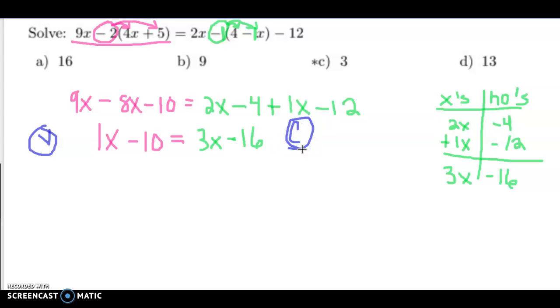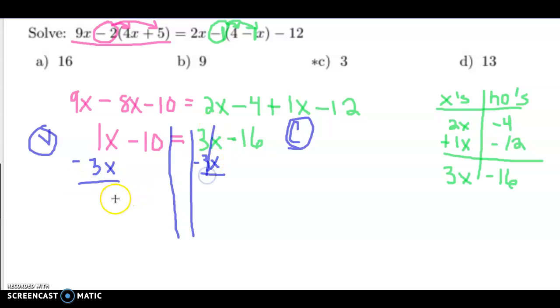So the first thing I'm going to do is look at my variables because I like to bring my variables to the left side first. I draw my ladder. I know I have to get rid of these 3x's on the right side. To zero them out, I do the opposite, which is subtracting 3x. Anything I do to one side, I do to the other. These 3x's cancel out. I'm left with negative 2x minus 10 equals negative 16.